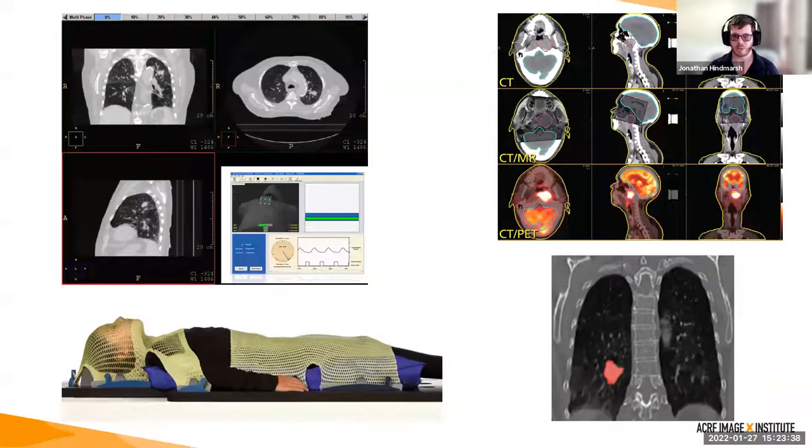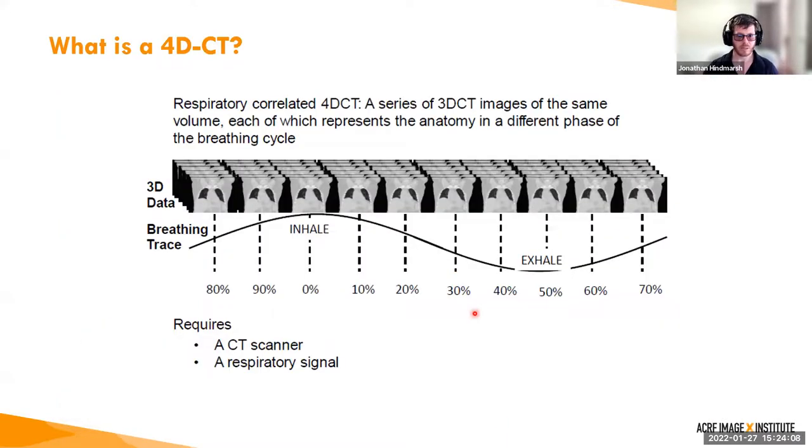And up here we have the CT scan and then associated imaging. So we have an MR overlaid on that CT and we have a PET. And each of those have benefits in terms of imaging to show either the metabolic extent of the cancer, the soft tissue extent, or the bony extent. The CT is what we use to plan and to calculate dose with. So what is a 4D CT?